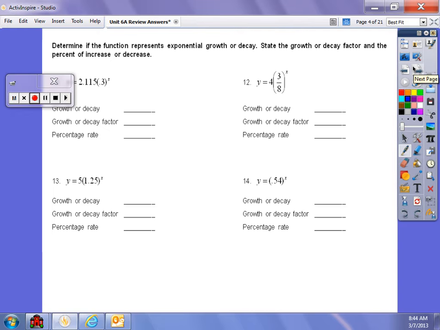Alright, next section is looking for the percent of increase or decrease. Please put this formula to memory as we will not be giving it to you. b minus 1 times 100. And when I'm talking about b, I'm talking about the value that is in parentheses. That's b. B is also your growth or decay factor.